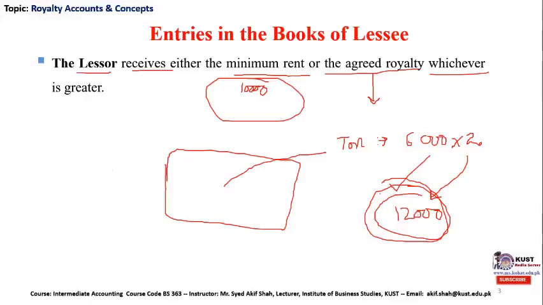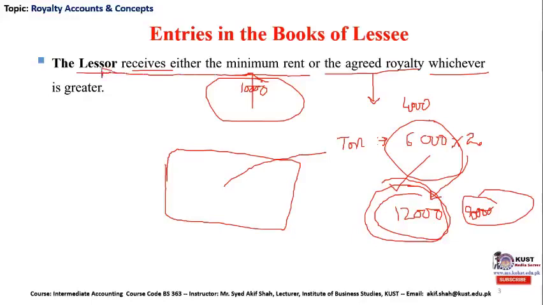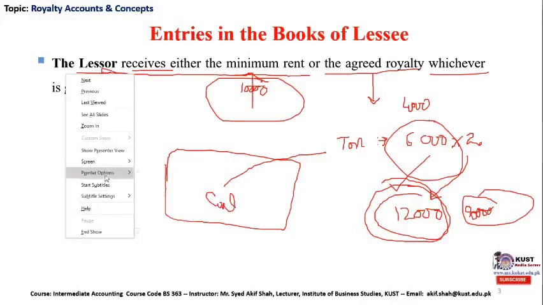However, in another case, if the tonnage usage would have been 4,000, then the royalty fee would come up to 8,000 rupees. In this case, the lessee has to pay this minimum rent to the lessor for using his piece of land for extracting the coal. So this is the mechanism, or this is the meaning of the first statement or agreement.